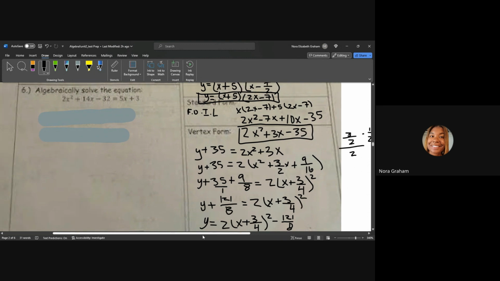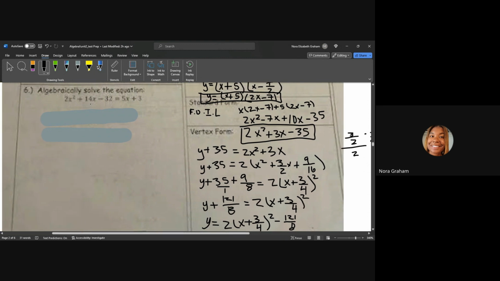Now for this one, since I'm running out of time for number 6, it says to algebraically solve this equation. If you'd like to see how this one is done, leave a comment below, and I can reply to you directly on exactly step by step how we would solve this using algebra.